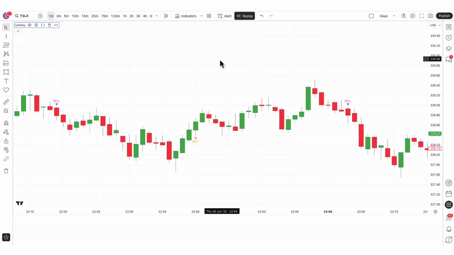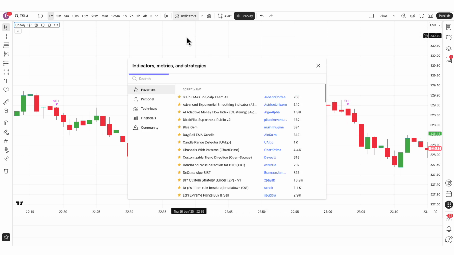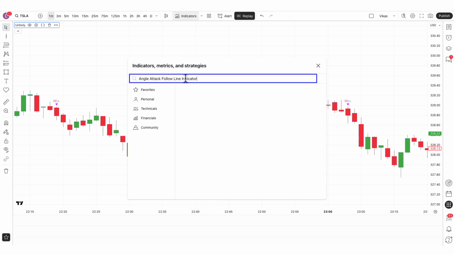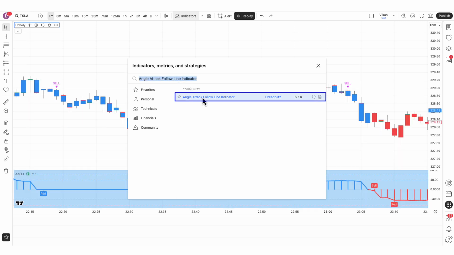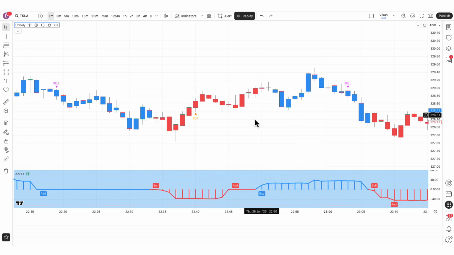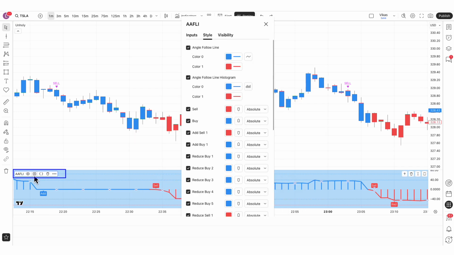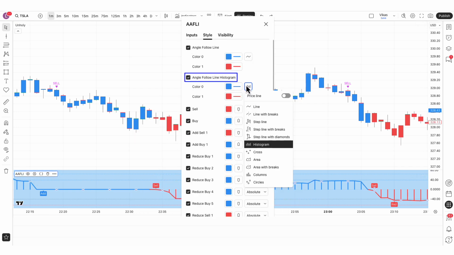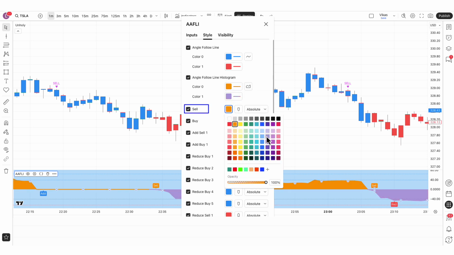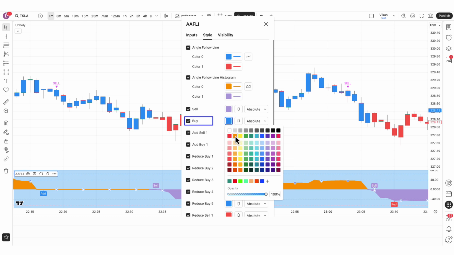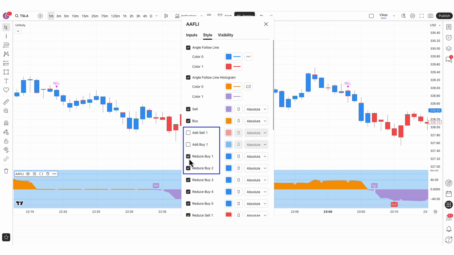After that we have to apply another indicator on the chart. We will search angle attack follow line indicator in the search box of TradingView. After that we have to click on the angle attack follow line indicator option, in which we have to change some settings. We need to change this angle histogram option from histogram to area. We need to change the color of these options. We have to hide this option.